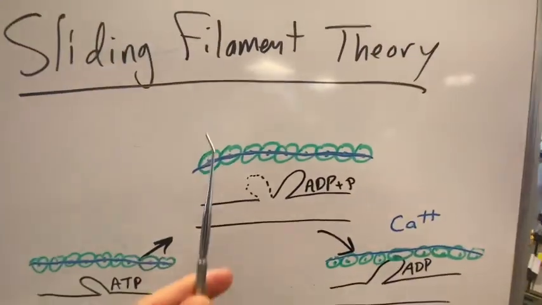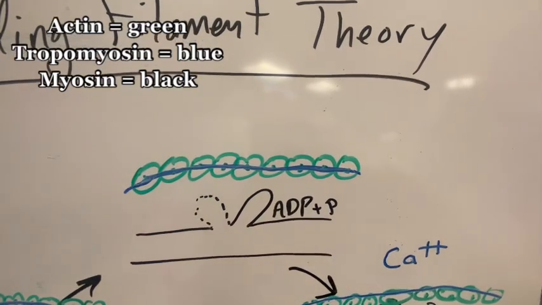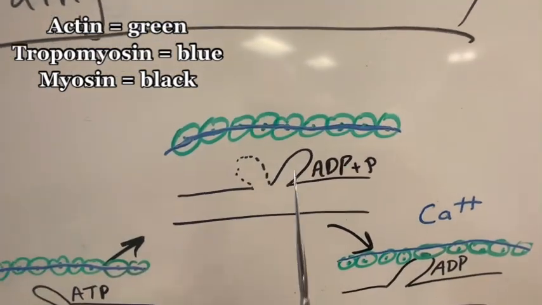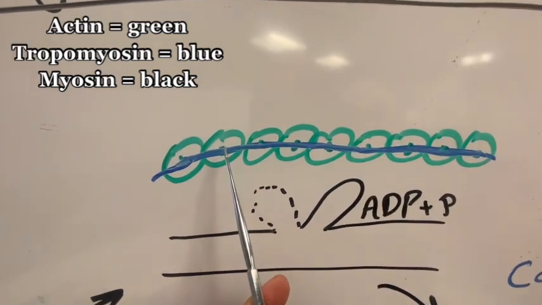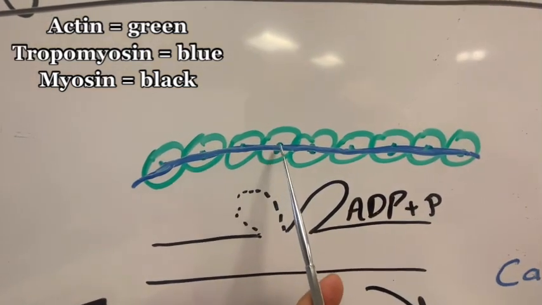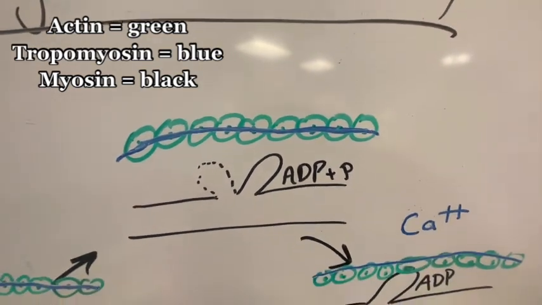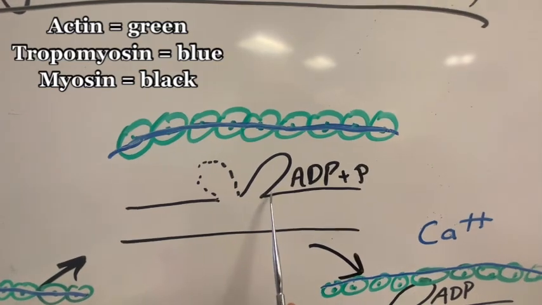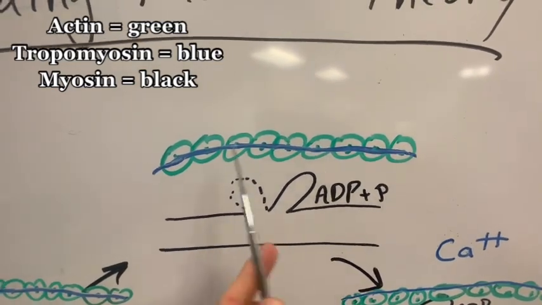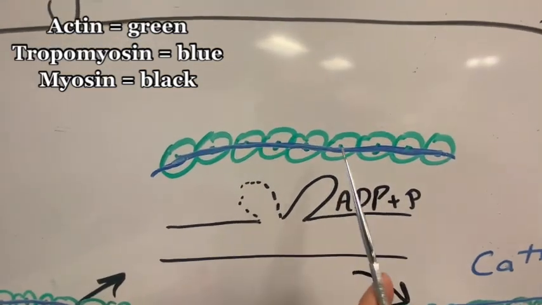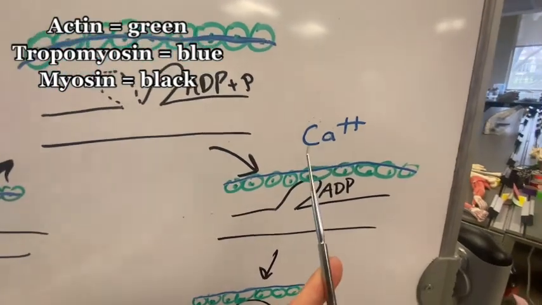So remember that actin? Now it's green. Tropomyosin is blue. And normally, the tropomyosin covers up the myosin binding sites. See those little dots that are covered up in the middle of the circles? Those would be myosin binding sites. Here's the myosin, ready to attach to the actin. However, it's covered, it's blocked. You need something to unblock the tropomyosin. That's where calcium comes in.